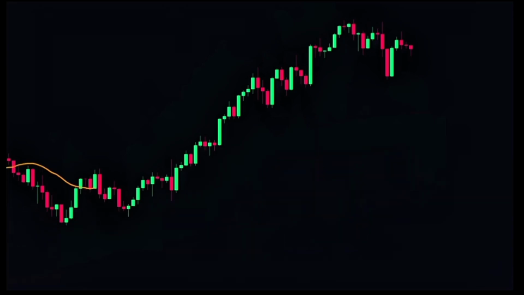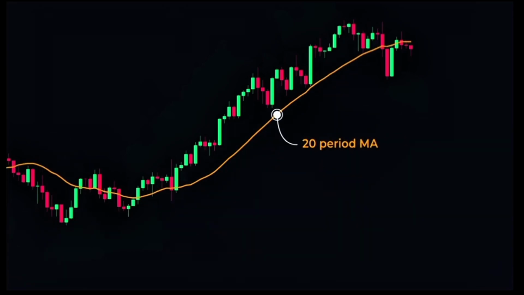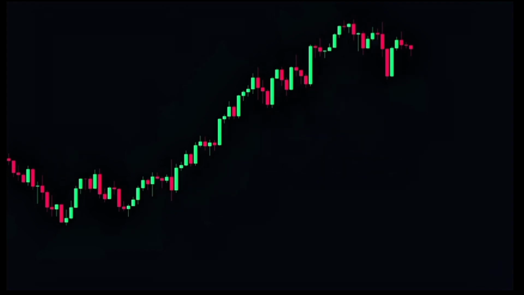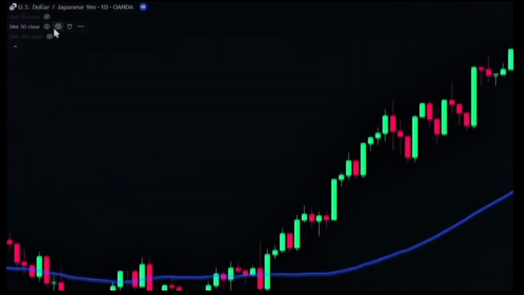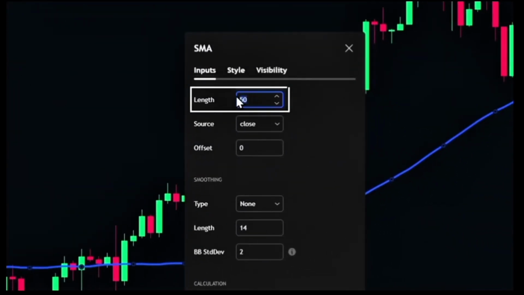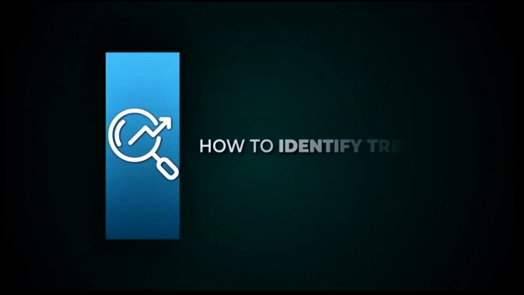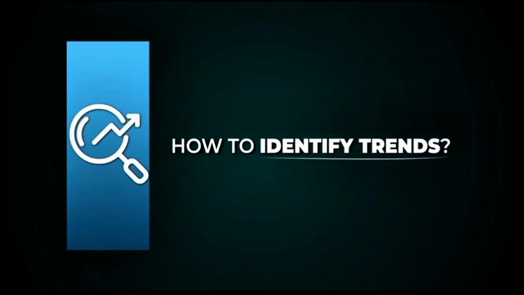A lower setting, like the 20-period moving average, helps you identify the short-term trend, which gives an idea of where price might move next in the short term. Something in the middle, like the 50-period, could be used to identify the medium-term trend. To adjust these, simply head over to the indicator settings and select the period based on which trend you're looking to analyze.